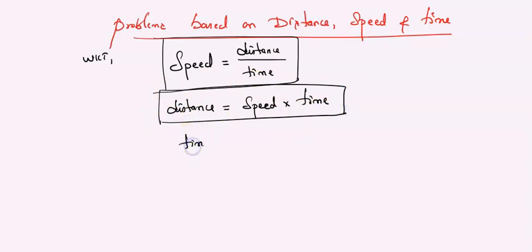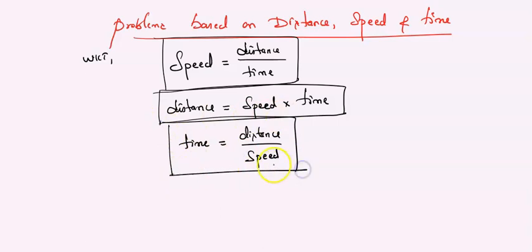In case they ask you to find the time, time comes this side and speed will come to the denominator. So it becomes distance upon time. Sorry, distance upon speed. So these are the formulas which we use to find the speed, distance and time.